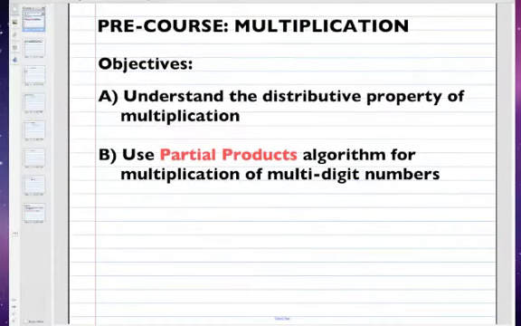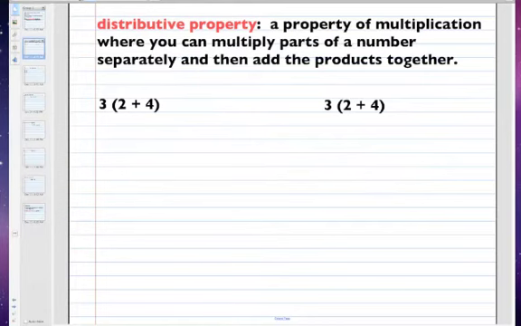So you can see that we have two objectives for the evening. The first is to understand the distributive property, and the second is to use the partial products algorithm in multiplying. The distributive property is a property in which multiplication can be done by multiplying parts of a number separately and then adding the products together.